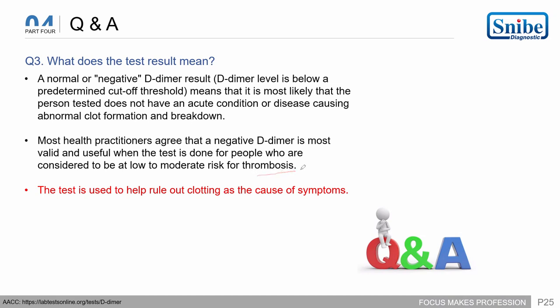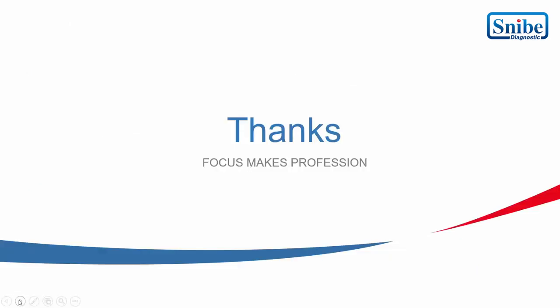So for low risk thrombosis patients, ruling out can be done by this testing as well. This test also helps in pinpointing the cause of the symptoms, and it's a very important test among the coagulation related tests. So in this session, we have discussed the D-dimer. If you have any questions, you can ask. Otherwise, we have to move to the next presentation.